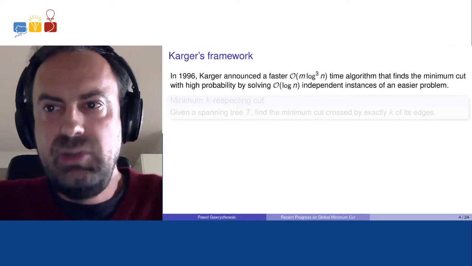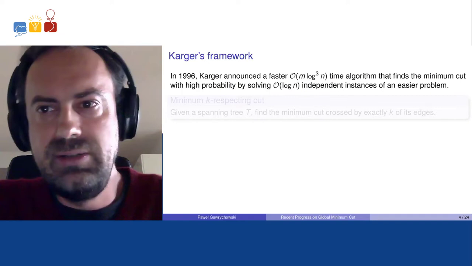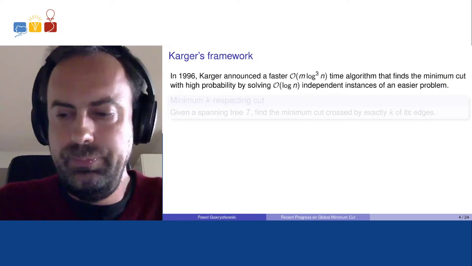So it will take me some time to introduce how exactly he managed to do this. It's a very nice method. So his idea was that the original problem is very hard to solve. I mean, it's not clear how to figure out this minimum cut. So let's reduce it to a problem in which we are given some kind of a hint about how this global minimum cut looks like. And this hint has the following shape.